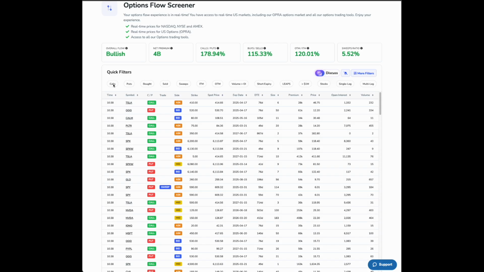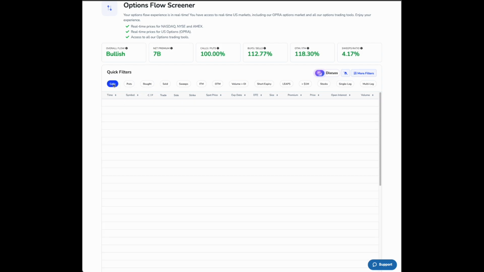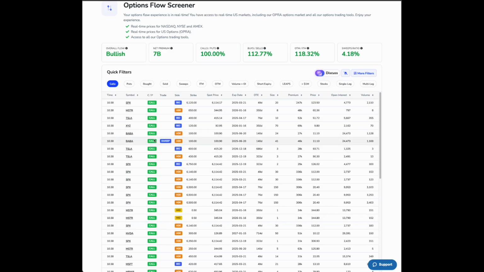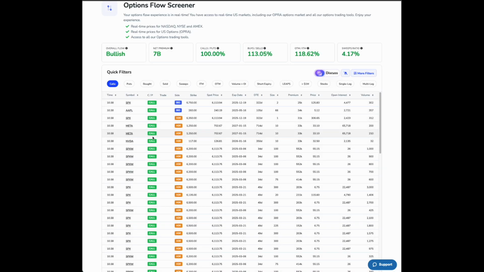So we're bullish, so let's say we're only interested in calls. So all we have here is calls now showing up on the screen. Let's now say that we're only interested in calls that people bought, so they paid the ask. They're both bullish on the call and willing to pay the ask, so we've put a filter for bought.